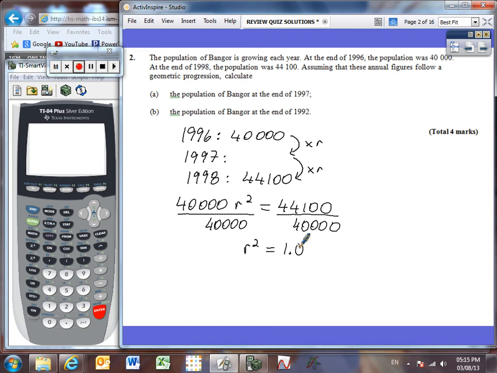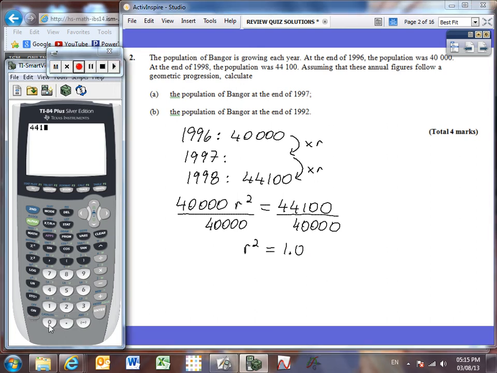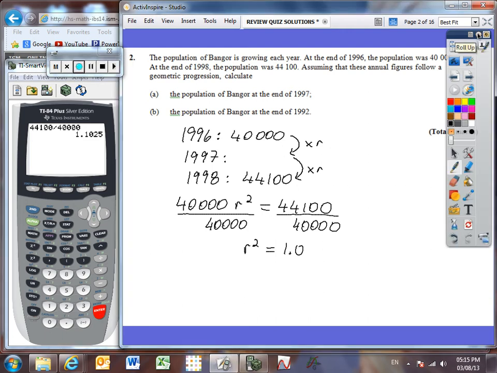44,100 divided by 40,000 is 1.1025. So let's isolate now for r. That means that we're taking the square root of both sides. Don't forget that when you take the square root of both sides, we need to add a plus or minus.